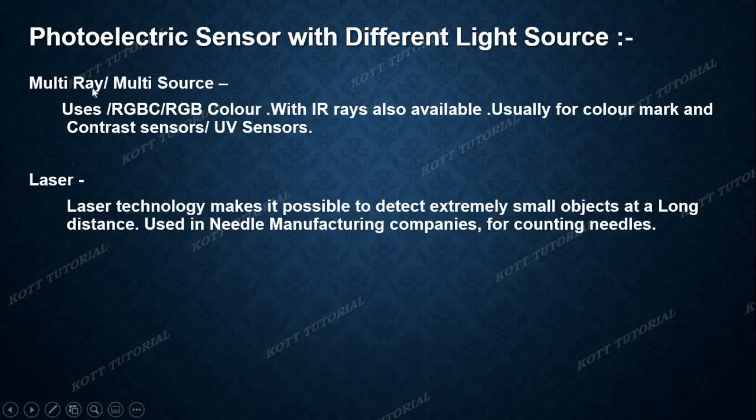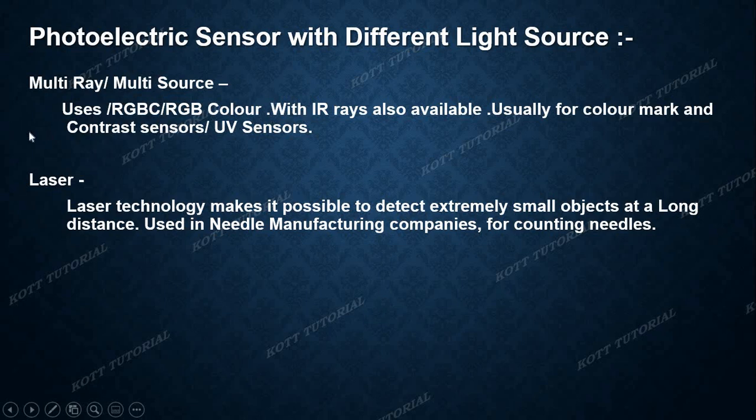Multi-ray multi-source sensors. This uses a combination of red, green, blue light sources. Here we can see RGBC. RGBC means red, green, blue, and C stands for clear. RGBC means it can detect any color products. C means clear. It can even detect a transparent film or a transparent product.